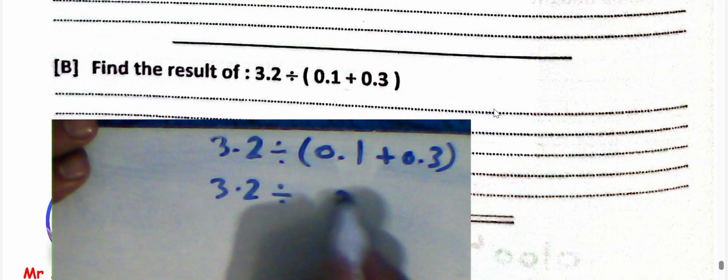Next question. Find the results. 3.2 divided by 1/10 plus 3/10. Right, 3.2 divided by summation here would be 4/10. Look at here, the divisor is a decimal. You must cancel the point by product by 10 numerator and numerator. Then the answer will be 32 divided by 4. 32 divided by 4 equal 8. Then the answer will be 8. Understood? We must cancel the point by product 10 numerator and numerator.